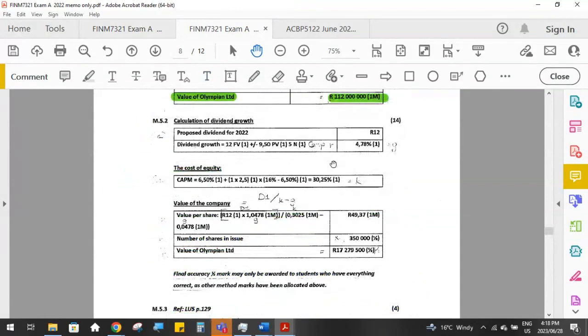Okay, so let's go and have a look at the workings for that. Just by the way, this was 14 marks, so that's 14 minutes. In these workings, we first calculated the value for G. So we already know we're going to take D0, which is the 12 that they've given us, and we want to multiply it by the growth percentage.